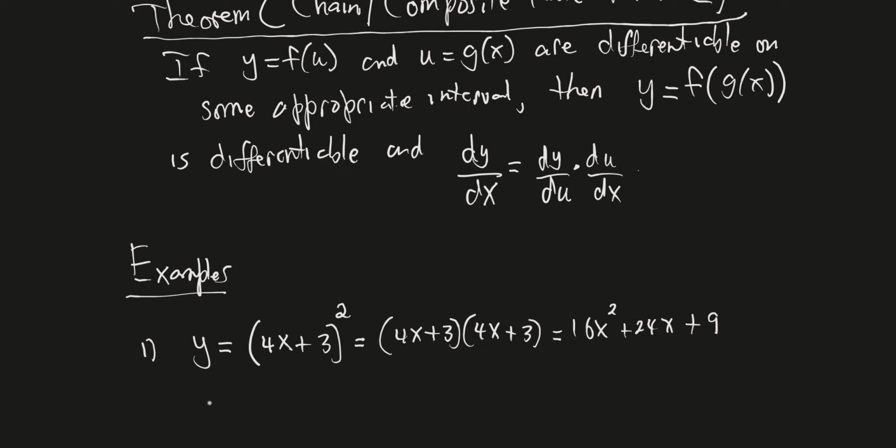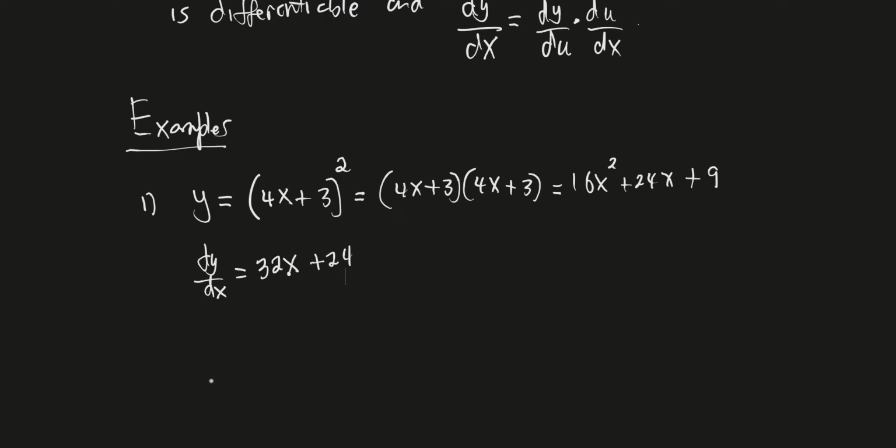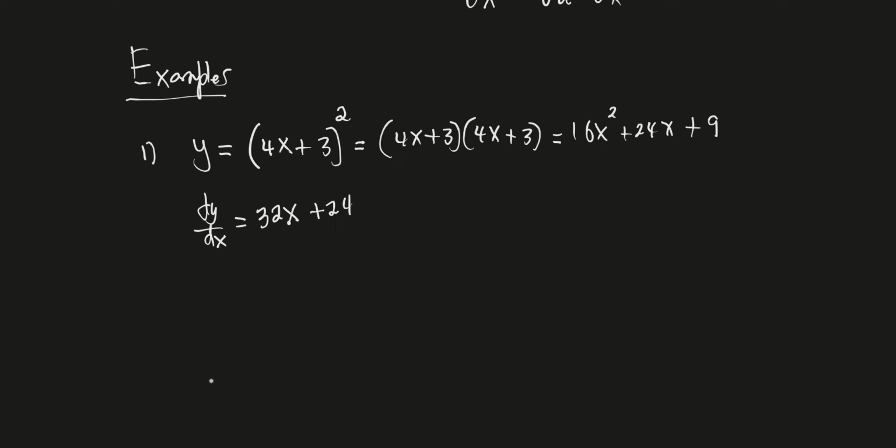So in this case, dy dx is equal to, looking at this expression here, this form of the function on the right, 32x plus 24, right? Not a bad derivative. Here's an alternative way, though, just to illustrate the whole composite approach.